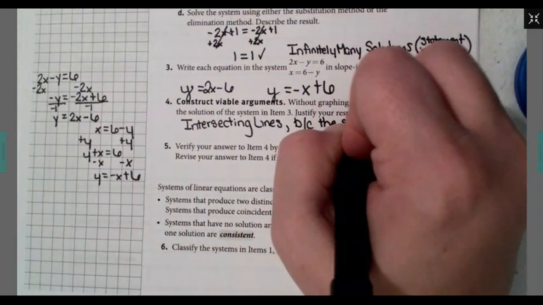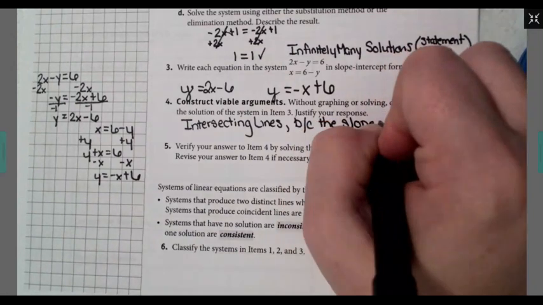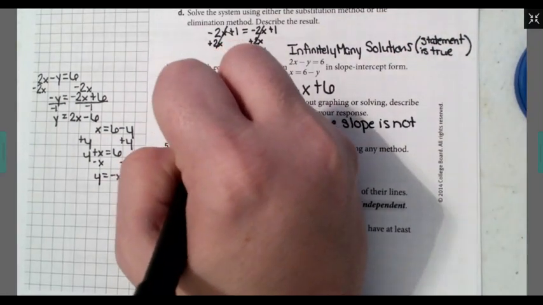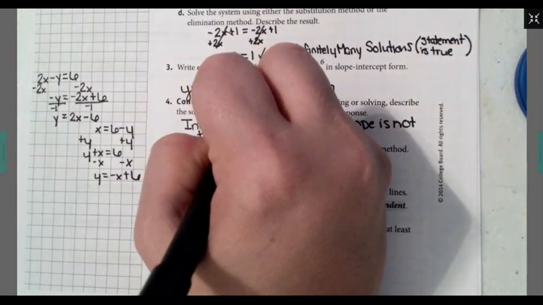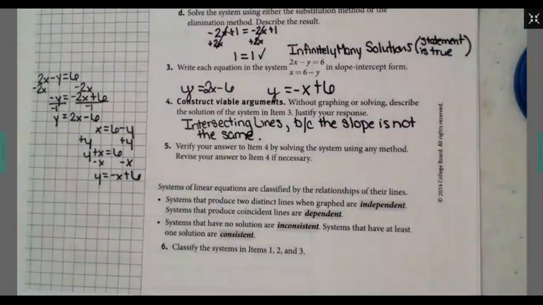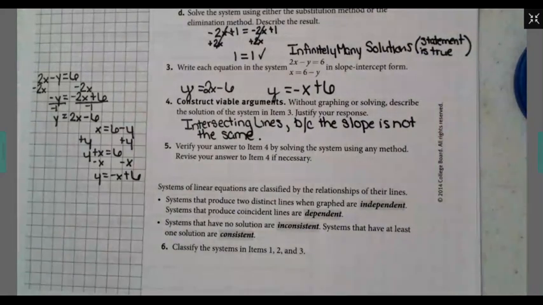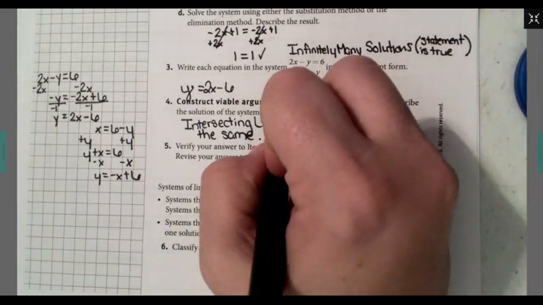Because the slope is not the same. Okay, so we've got intersecting lines, slope not the same, which would give us one solution.